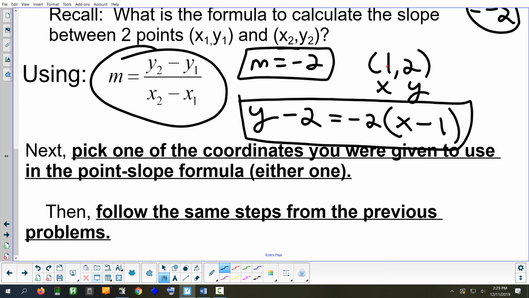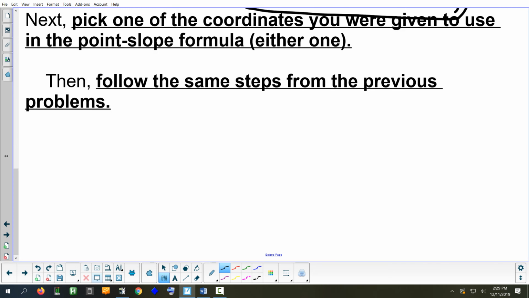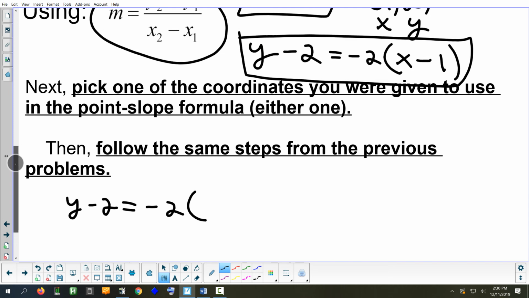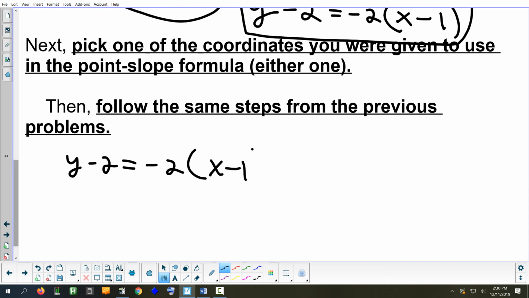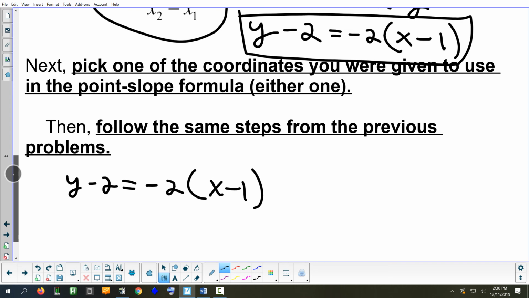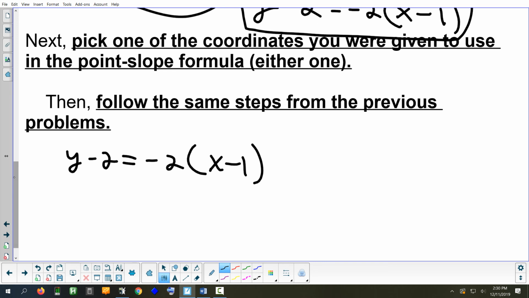Okay, wait, I have a quick question before that. So you picked the one where it was 1, 2, that point? Yes, we picked that one because it was easier. So you just fill it in with the slope you found? Yep. And if you picked the other point, you would still be right. You could pick either one. You're going to get the same exact answer in a second. I'm not going to do it the second way, but you would.